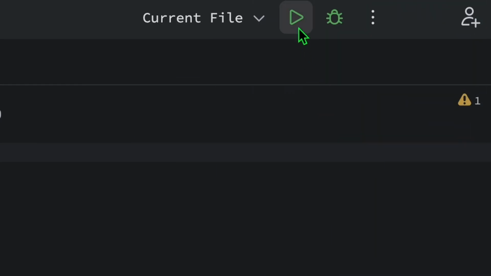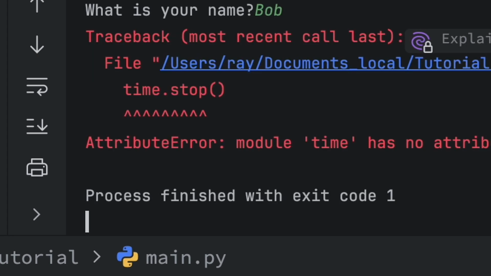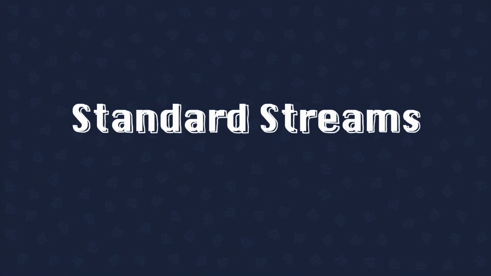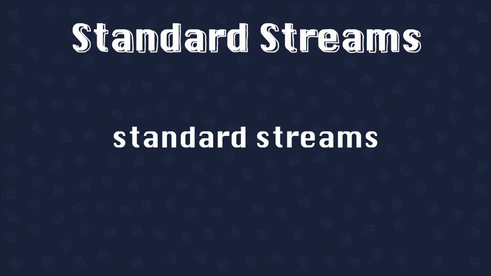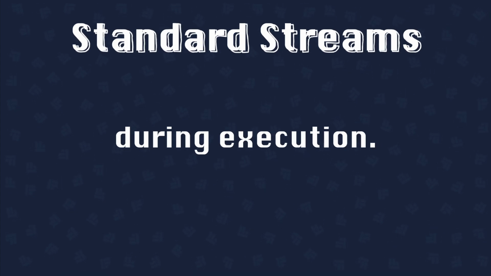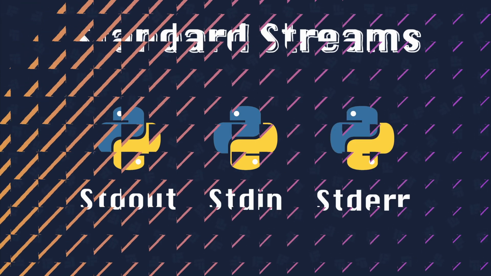When a Python program runs, you typically see a console that displays printed text, accepts input from the user, and shows error messages. This is all made possible by something called standard streams. Every Python program has 3 standard streams built in, and they're responsible for managing how data is written and read during execution. These 3 streams are called standard output, standard input, and standard error.